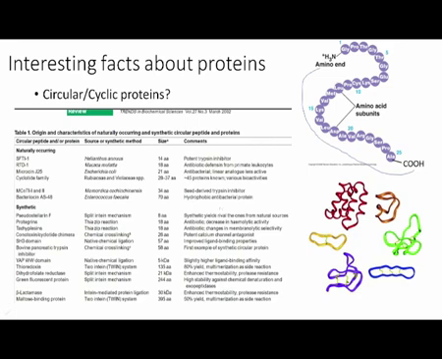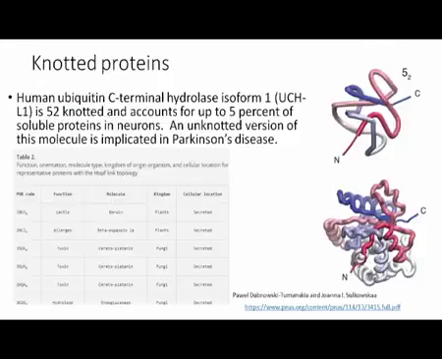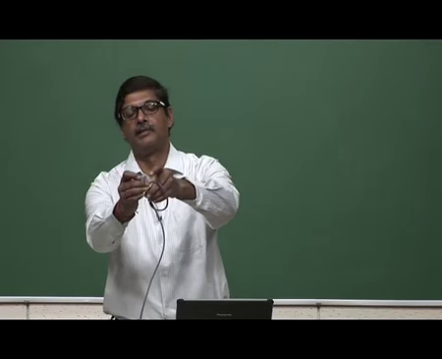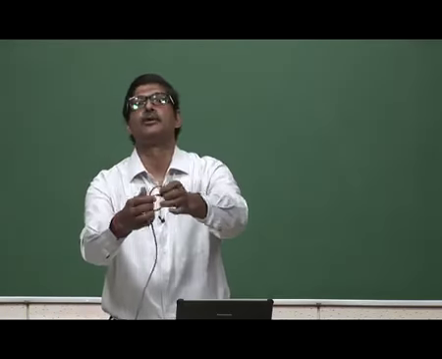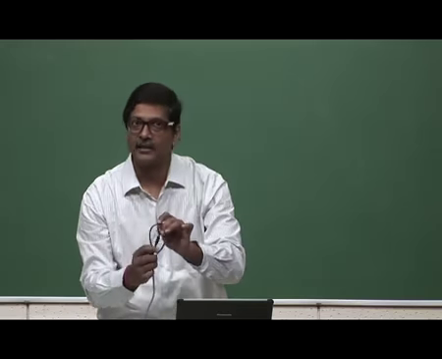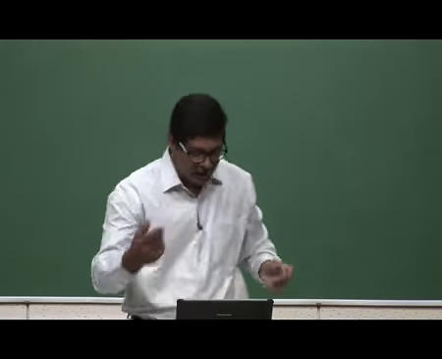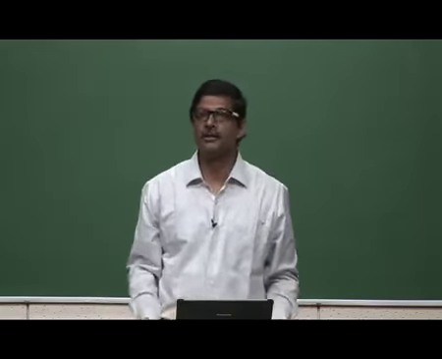As I told you, the next interesting fact about proteins is the knotted protein. So, here is an example. You have the N terminus of one protein, the C terminus of the same polypeptide, and the N terminus somehow goes through the interface of the loops of the same polypeptide and forms a knot. In nature, these kinds of knots are rare. They are there, but they are rare. But the question is why it should be rare.